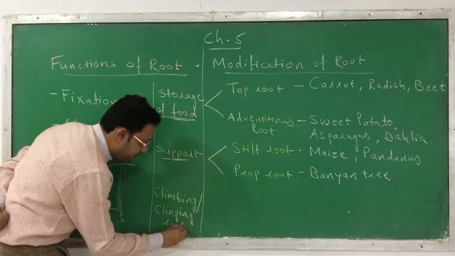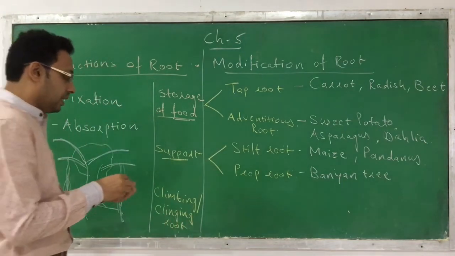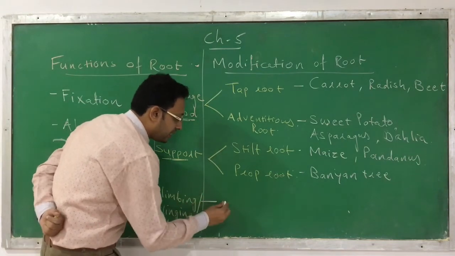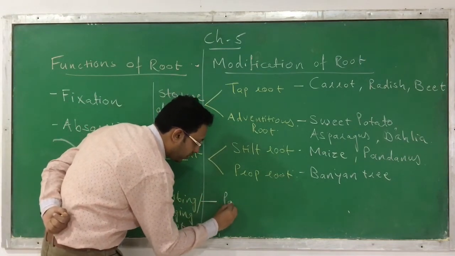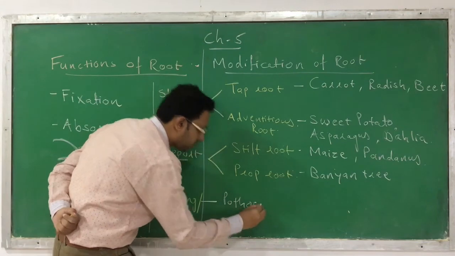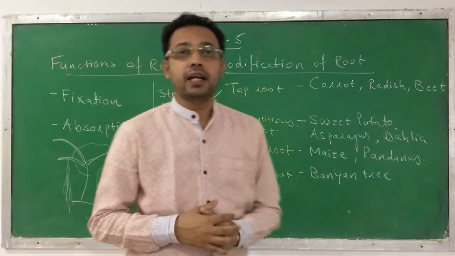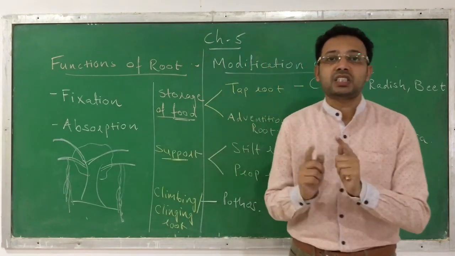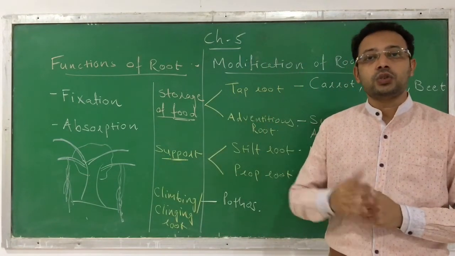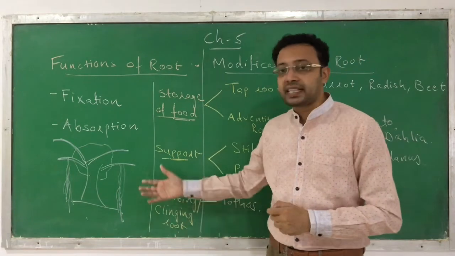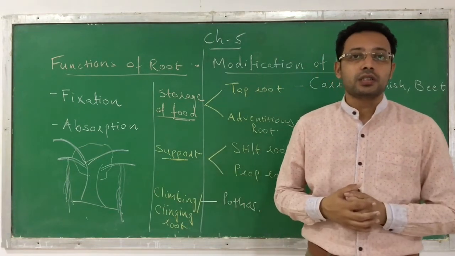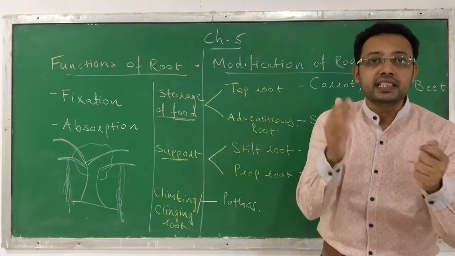What is this climbing and clinging root? This climbing and clinging root is observed in a plant called pothos. Pothos is an example. In this pothos plant, its stem is very weak, and so this pothos acts as a climber. So it climbs and it needs a support.